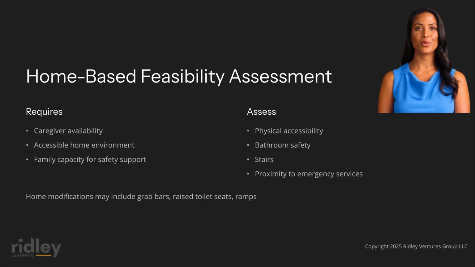The feasibility of home-based rehabilitation depends substantially on caregiver availability, home environment accessibility, and family capacity to support the stroke survivor's safety and ongoing rehabilitation activities. Comprehensive discharge planning must assess these factors systematically, identifying needs for home modifications, durable medical equipment, and caregiver training that enable safe and effective home-based care.